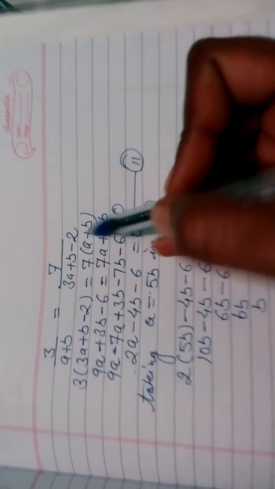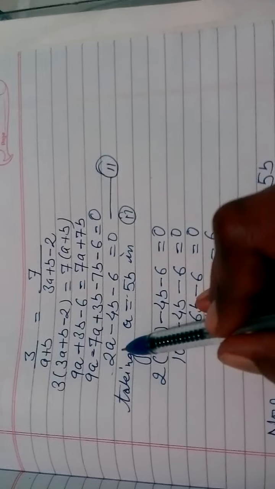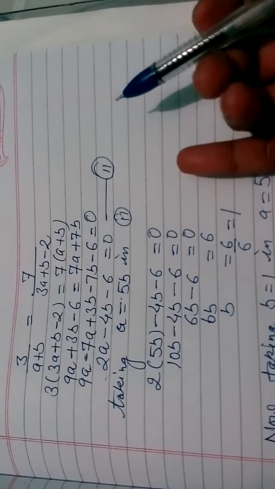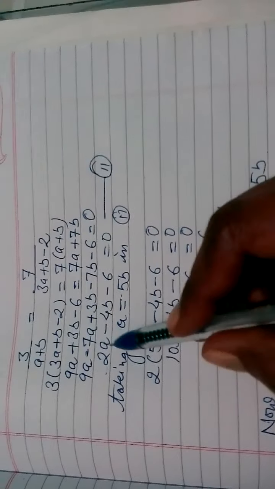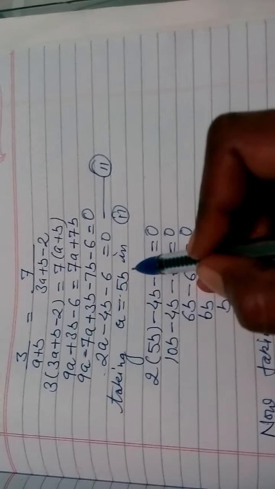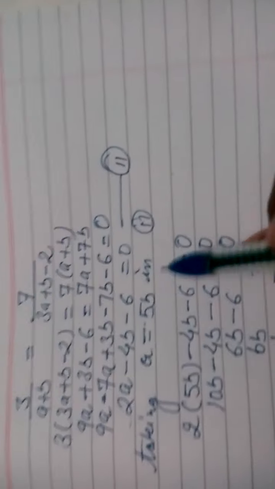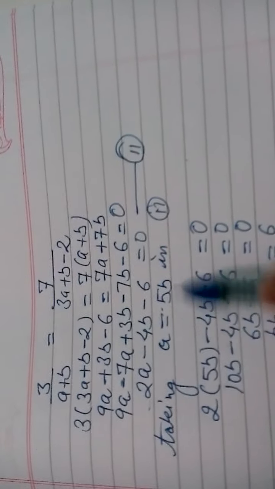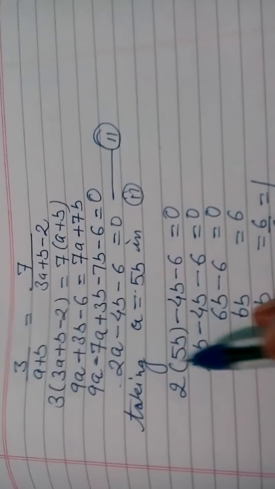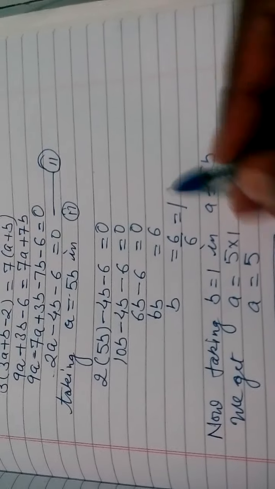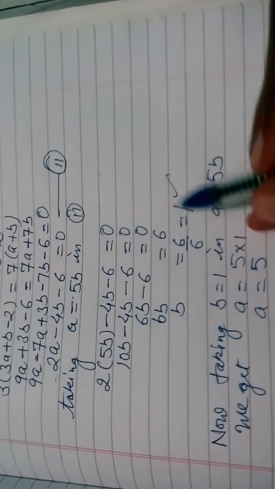Okay, and when I compared these two ratios and solved them further, I got this equation, 2a minus 4b minus 6 is equal to 0, right? Now, because I know the value of a is equal to 5b, which we already got by comparing these two ratios, to make this equation in the same variable, I have taken 5b in place of a, and when I further solve it, I get the value of b is equal to 1.